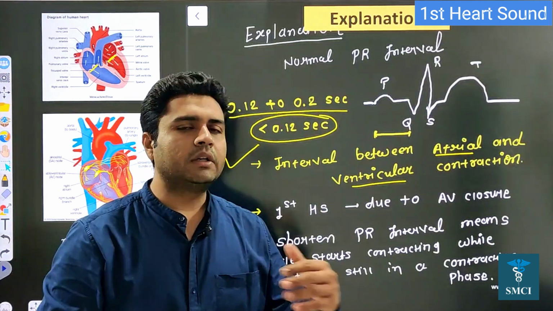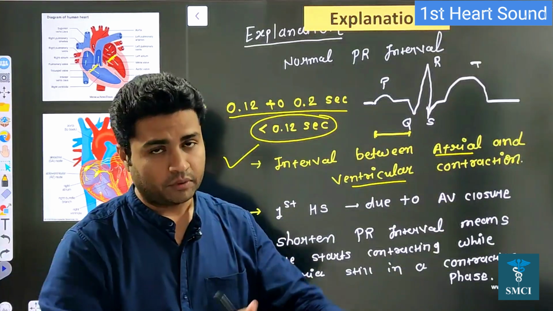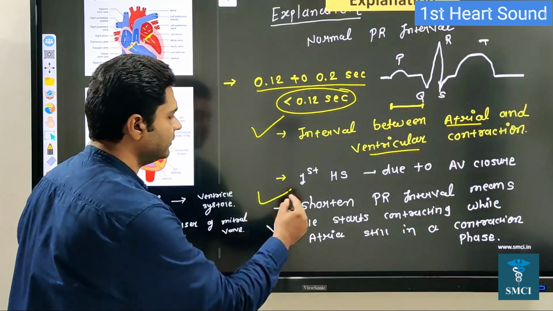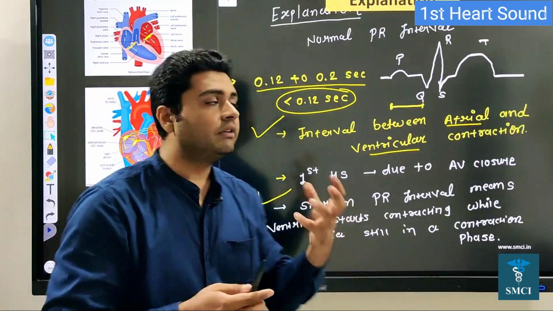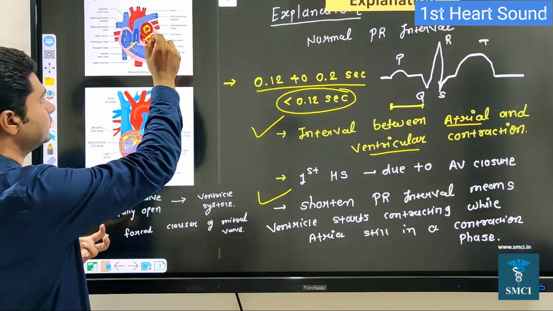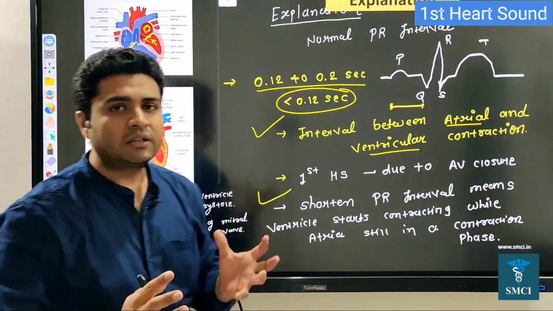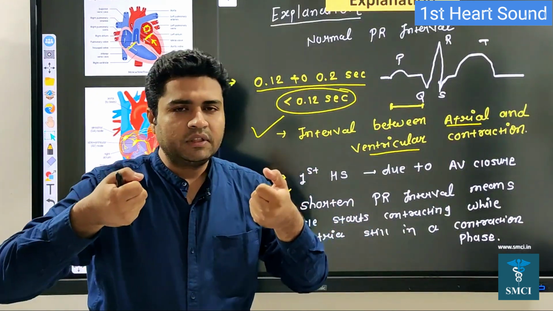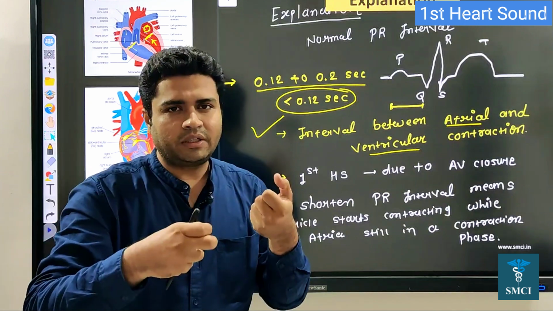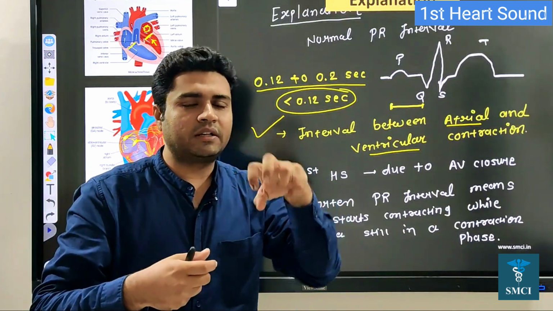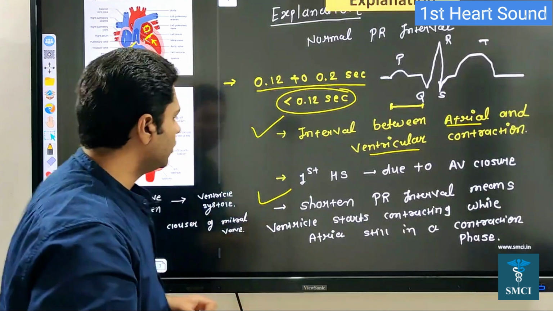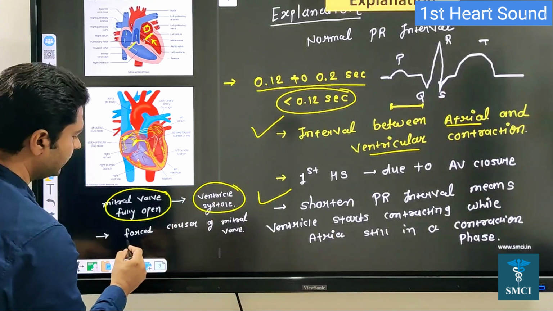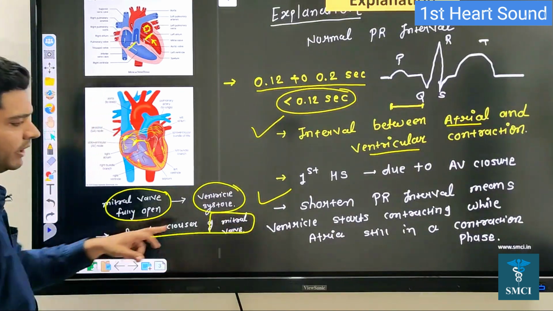Now what occurs when there is a shortened PR interval, or when there is a tachycardia? In that condition, the ventricle starts contracting even when the atria are still in the contraction phase. So when they start contracting, the mitral leaflets are away from each other, very far from each other. As soon as the ventricles start contracting while the atria are in the contraction phase, it will forcefully close the mitral valve. So the mitral valve is fully open and the ventricular systole starts. There is a forced closure of the mitral valve.